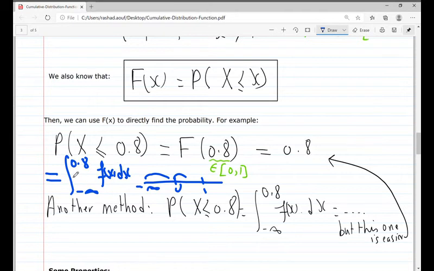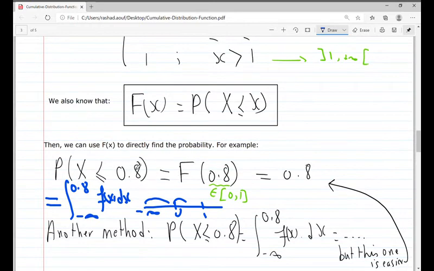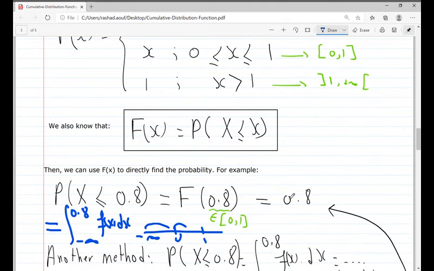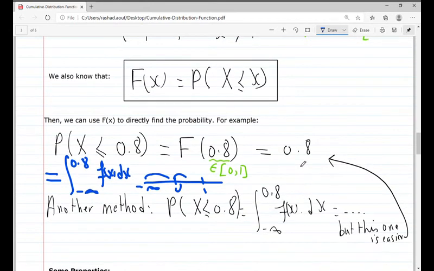So now instead of doing this integration, just see, for example, 0.8. 0.8 belongs to which interval here? Minus infinity to 0? No. 1 to plus infinity? No. 0.8 is between 0 and 1, so it's in this interval. So what is the value of F(0.8)? In this example, it's 0.8 itself, because F(x) equals x. F(0.8) equals 0.8. So it's simple to find it. So F(0.8) equals 0.8.